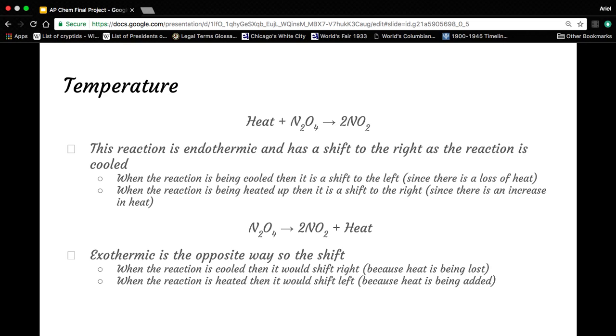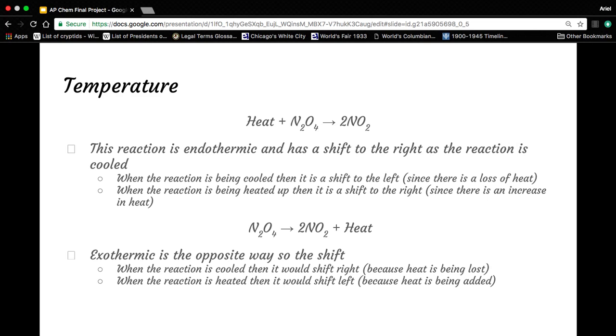So there's heat on that side, and if the heat is being lost, then it wants to add more of the heat that's on the left side, so it'll shift left to increase heat because it's currently being lost, which is the change. When the reaction is being heated, then it'll shift to the right because it wants to lose some of the heat that is being added to return back to the point it was.